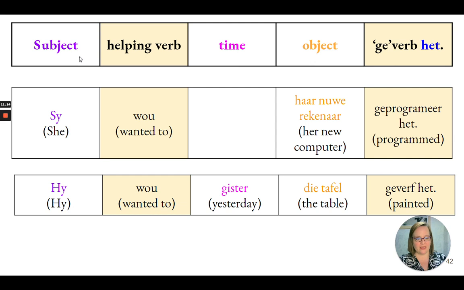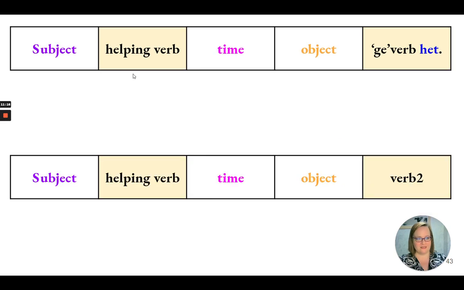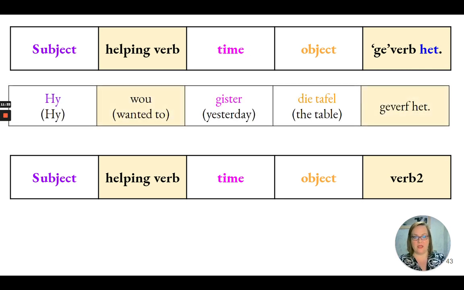And I want to have a quick look at this. So this is still at the top. It's the past tense. Subject, helping verb, time, object, verb, and het. Okay, that's the past tense. So let's look at this sentence. Hy wou gister die tafel geverf het. He wanted to paint the table.